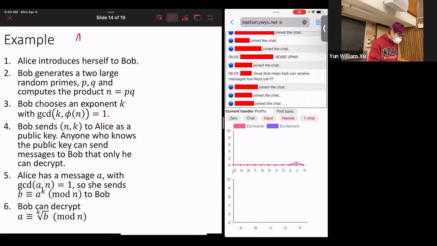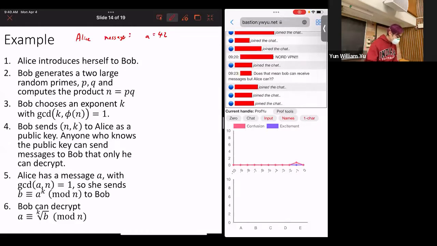So let's say that Alice has a message. Let's say the message is A equal to 42. So maybe Alice wants to say something about the meaning of life, the universe, and everything. Regardless, her message is 42. So Alice introduces herself to Bob, says hello there. And then Bob is like, okay, well, you want to communicate with me. Let me generate a public key so you can send me encrypted messages that only I can decrypt.